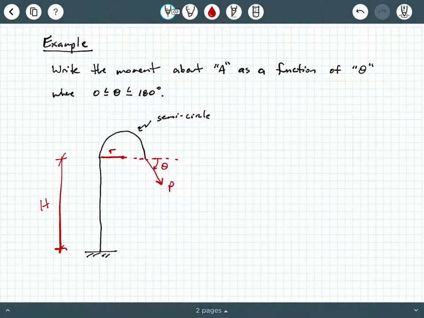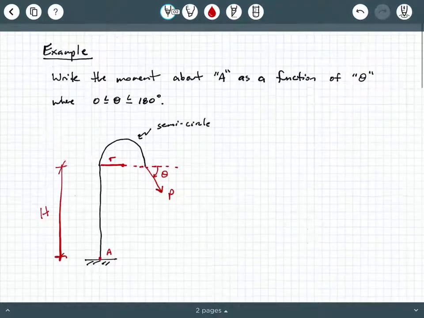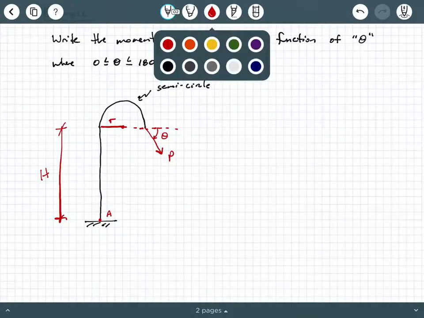Now, where is the angle theta? Well, theta is right here, okay? So basically what we're saying is this force P can essentially swing from being horizontal pointing to the right, and it could swing all the way over here until it's horizontal pointing to the left. So that's what we mean by theta can fluctuate from 0 to 180 degrees. Sometimes we call this the classic swing set problem because this is like a force here that could swing back and forth, okay? So point A is down here at the base. So, again, we want to write the moment about point A as a function of theta.